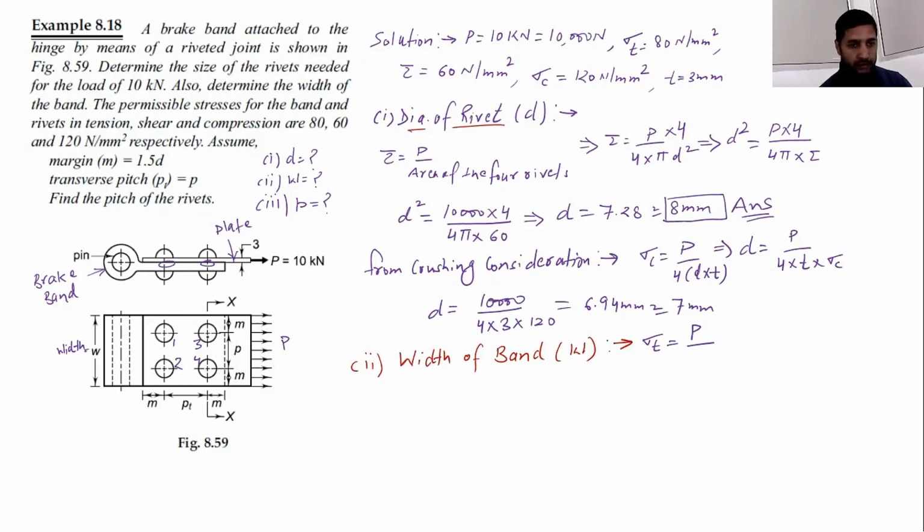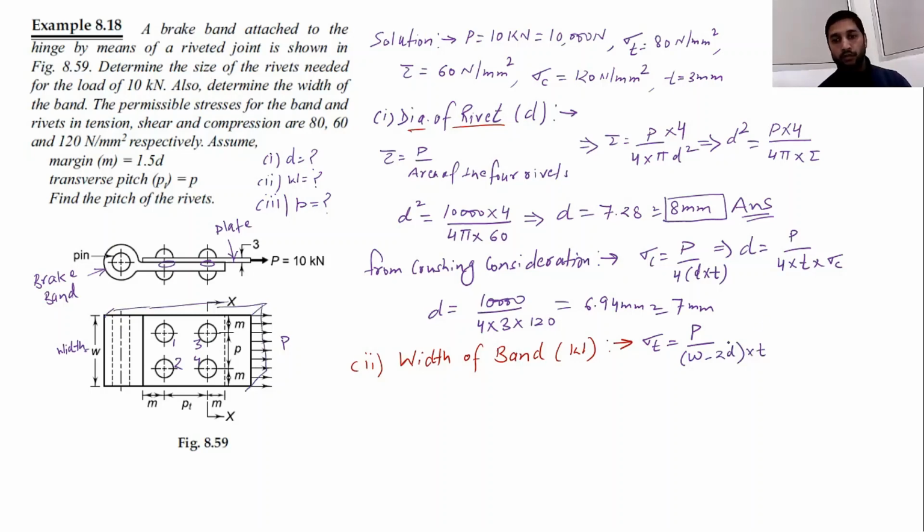So there are two holes. You need to subtract these two diameters from the width, so it will become W minus 2D. If it were a solid plate, W into T would be the area. But here there are two rivets, so you have to subtract those two rivets. The area along x is W minus 2D into thickness of the plate.